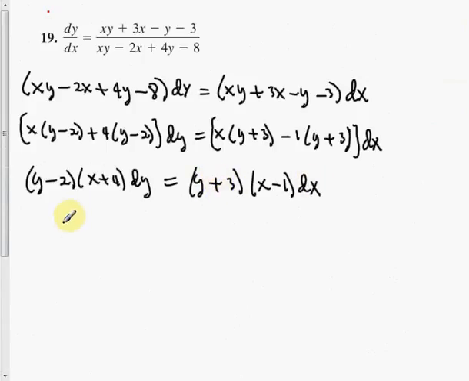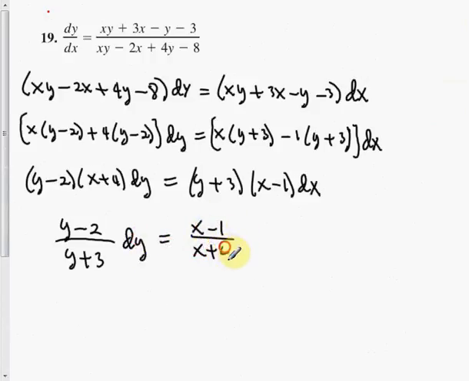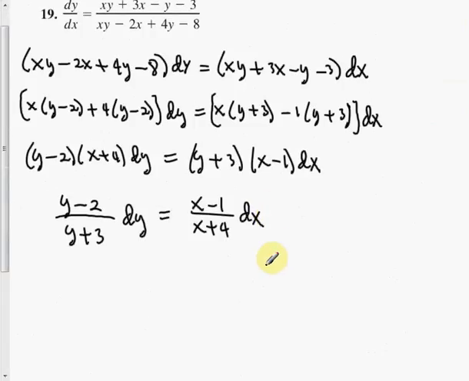So what I have is y minus 2 all over y plus 3 dy is equal to x minus 1 all over x plus 4 dx. So now the variables are separable, so now we integrate. So integrate the left side with respect to y, and integrate the right side with respect to x. Everything else is set up for us. So what is the integration technique here?